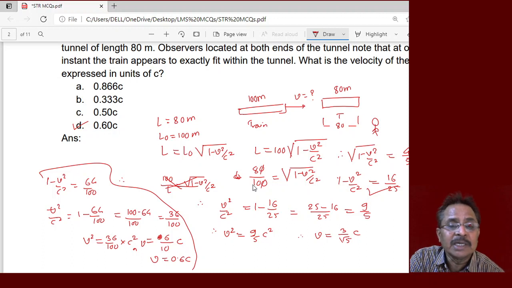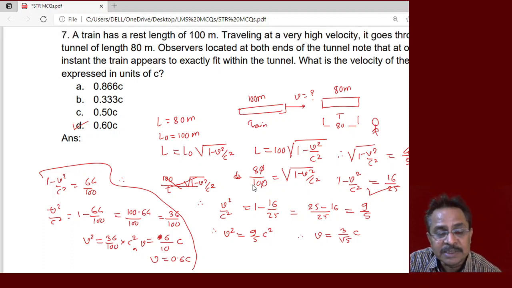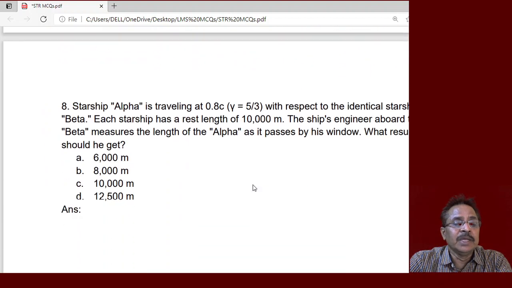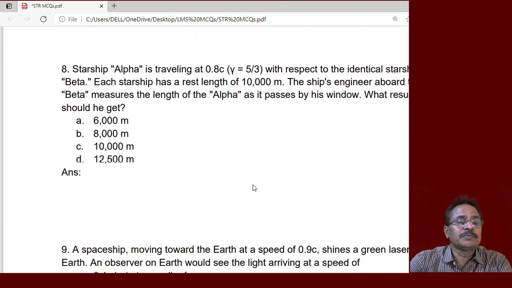So this is again one conceptual problem. Once we understand this concept of length contraction, that a train in motion appears to be shorter than its original length, which is 100 meters, when it is passing through this tunnel it appears to be of length 80 meters. Then what would be the speed of that train? It has been calculated. So use this formula and get the correct answer of question number 7, that is D, 0.60 C.